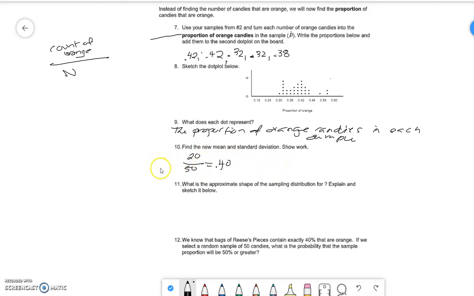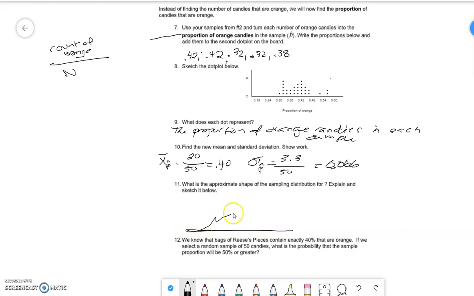So this is the mean of my proportion. Then over here, I'm going to have the standard deviation of my proportion. Same thing, I'm going to take my one from before, 3.3, and divide it by 50. So that one I got to get out my calculator for. Okay, and I'm going to get 0.066.